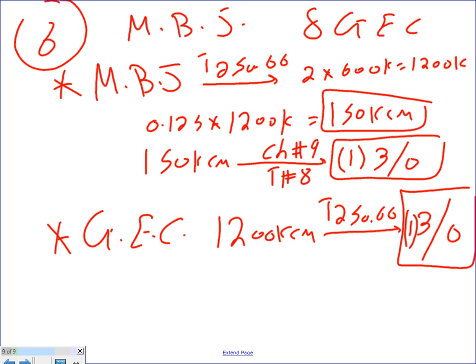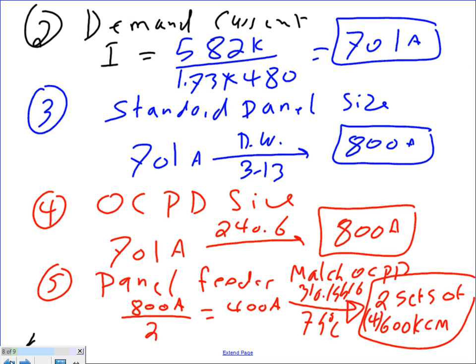Any question, guys? Yeah, where you got 600 from? Oh, these are the conductor size. Well, we divided it by 2 to parallel it. That's that conductor size. When the two is the two sets, right?